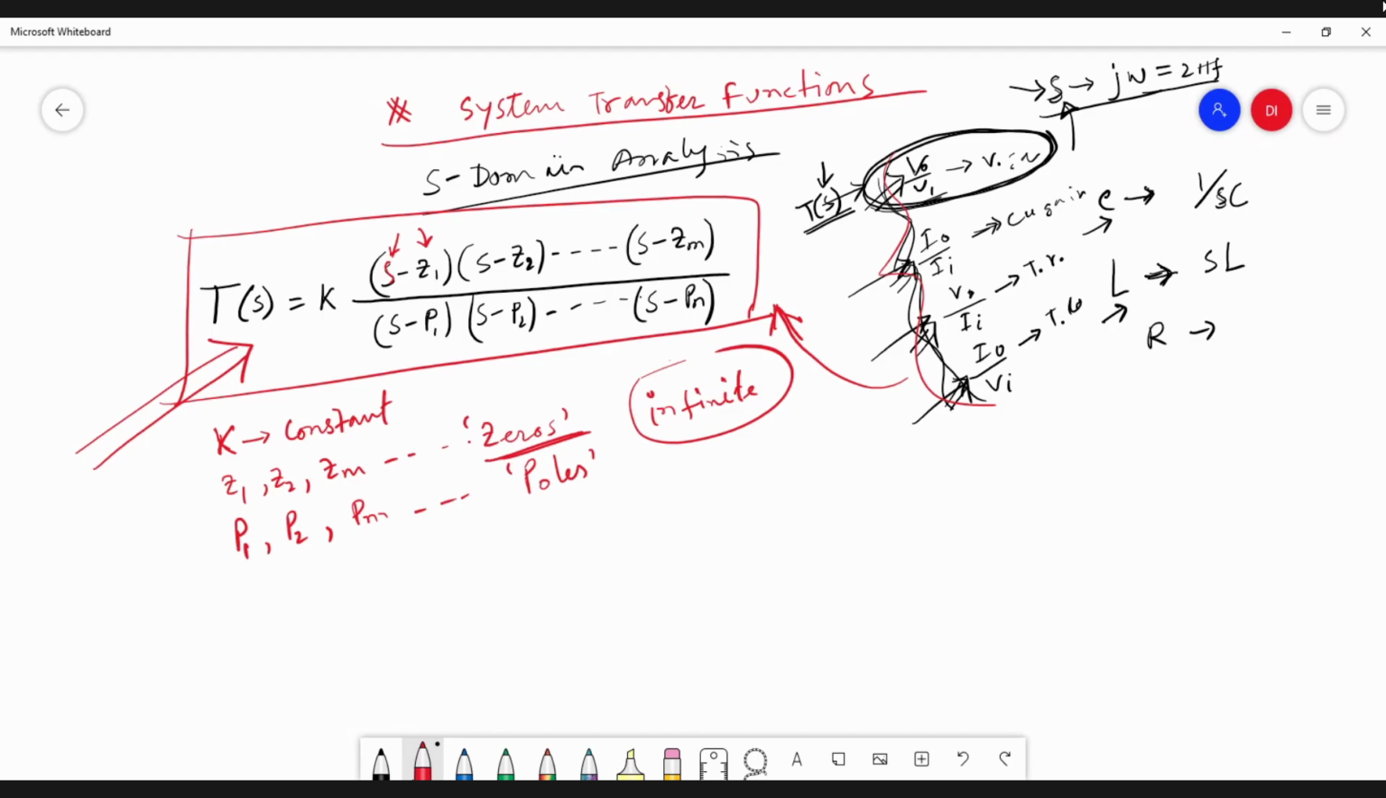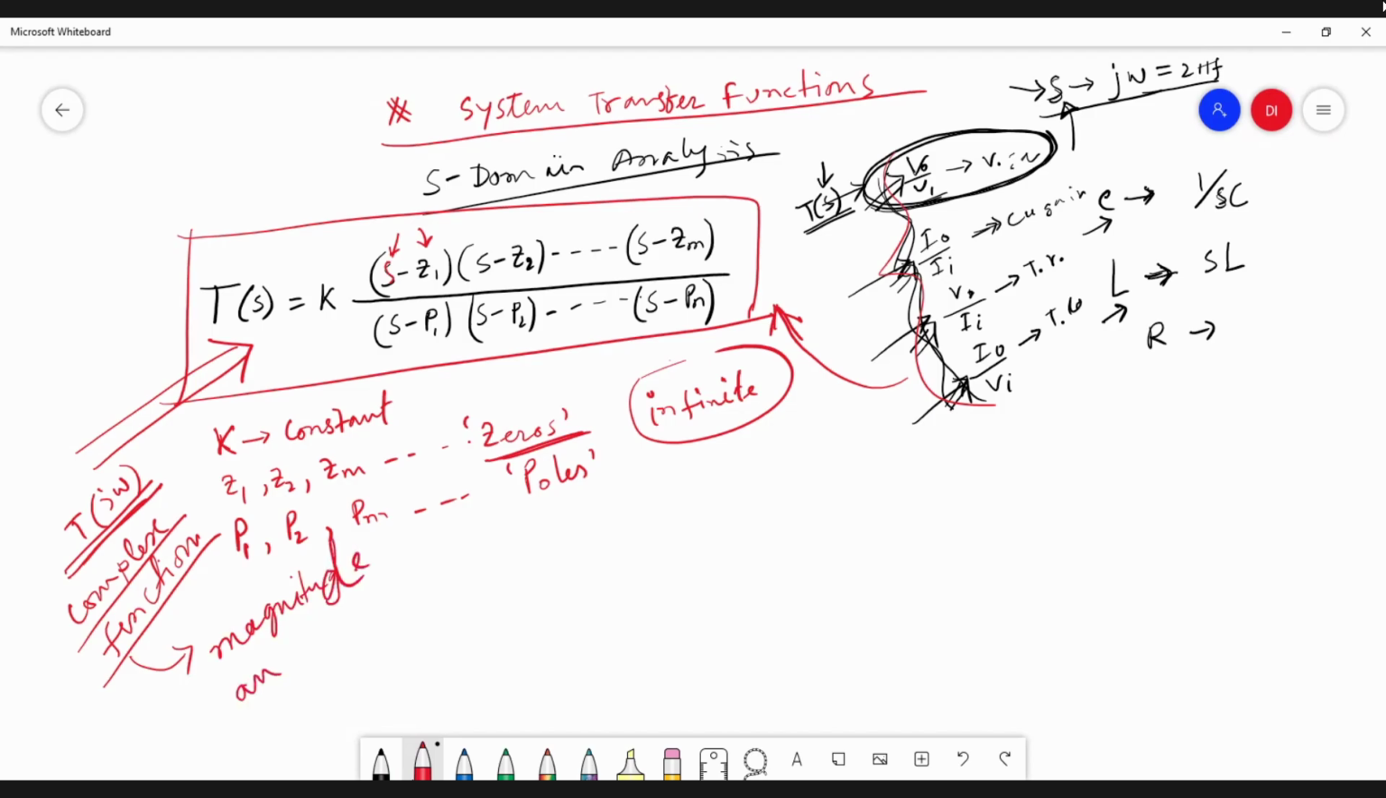Sometimes we can put this as T(j omega), S is equal to j omega. And if we put j omega, meaning what? This is a complex function, is it? And we know if it is a complex function, then it will have two parts. It will have the magnitude and phase.